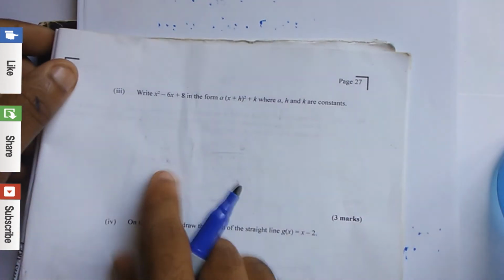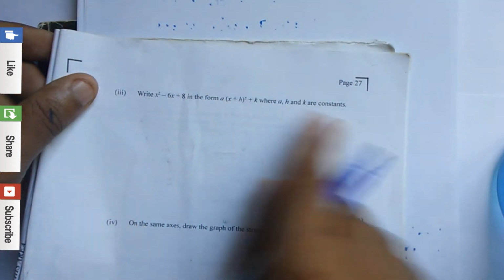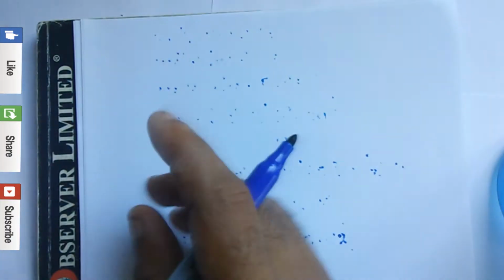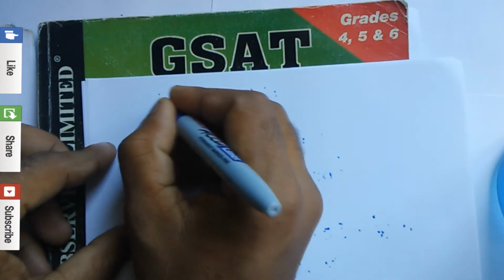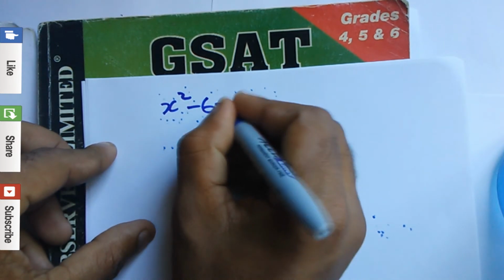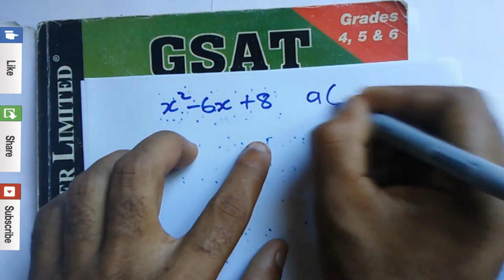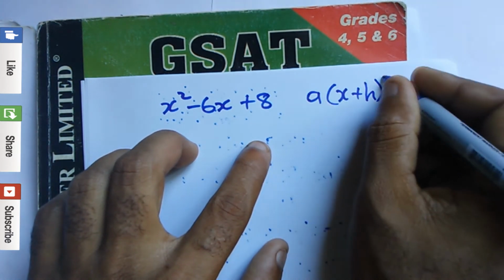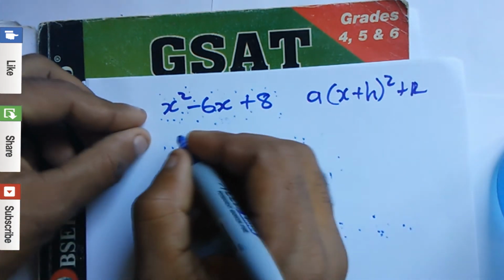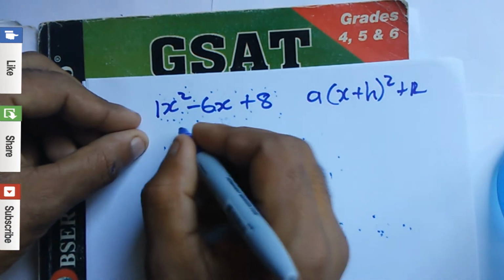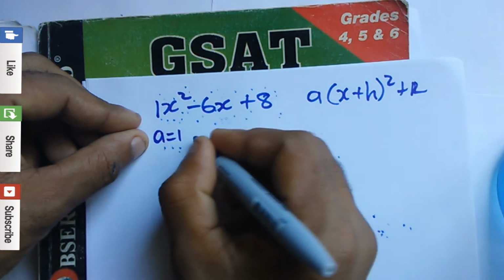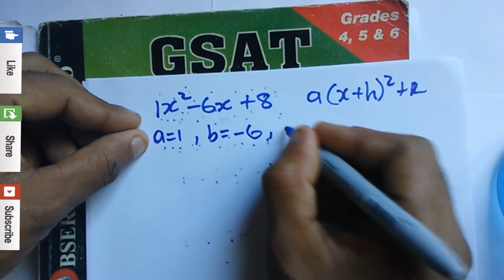So we're looking at completing the square. Now this is another past paper question, but I'm just going to be focusing on the completing the square section. So we have x squared minus 6x plus 8. We're supposed to express this in the form of bracket x plus h close bracket squared plus k. So we have 1 as the coefficient of x squared, so a is equal to 1, b is equal to minus 6, and c is equal to 8.